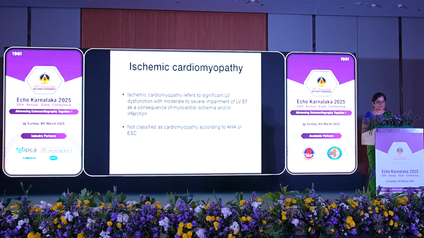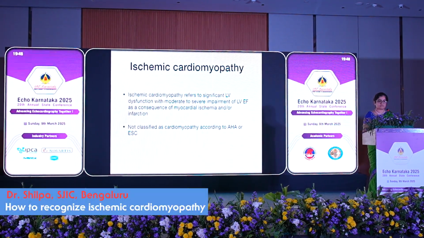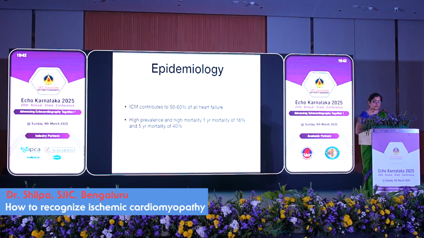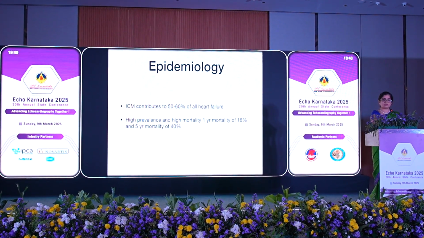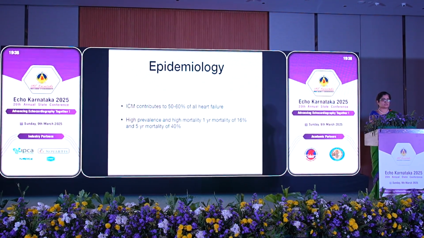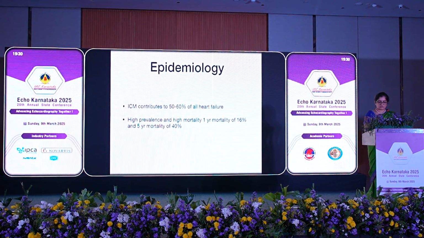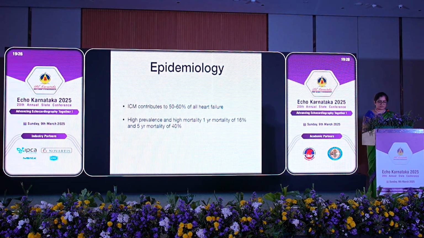Cardiomyopathy in the sense, and hence it's not been classified as a cardiomyopathy according to AHA or ESC. When we come to epidemiology, ischemic cardiomyopathy is quite prevalent. It contributes to nearly 50 to 60% of all heart failure. Also, it has high mortality, with 1-year mortality being as high as 16% and 5-year mortality being around 40%.